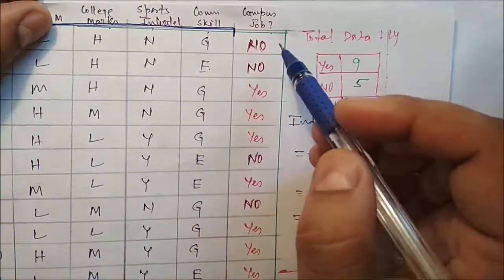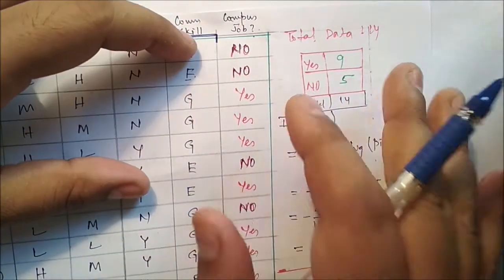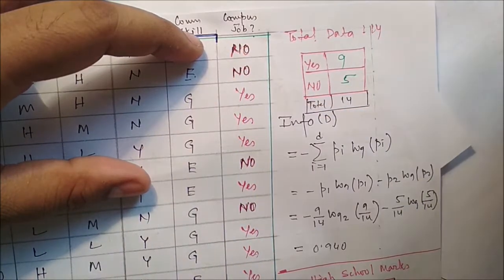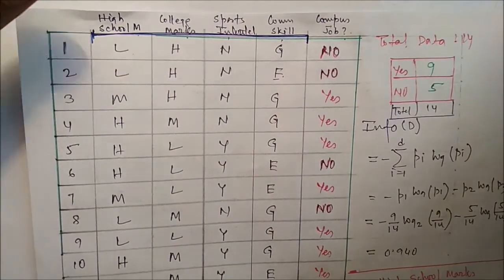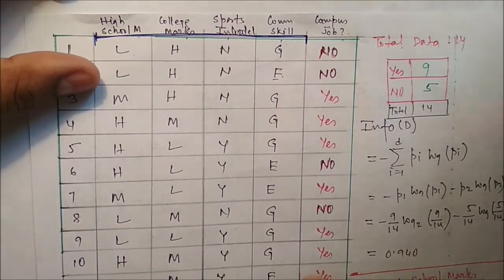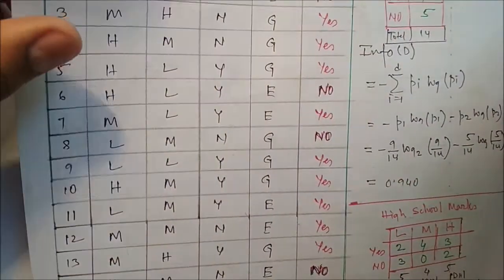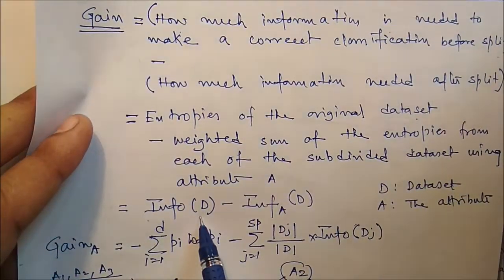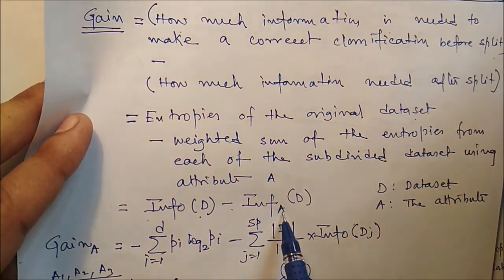ID3 is a classification technique, that means it is a supervised technique, that means the class levels are already there. So this is the class level. Using this table data, we have to construct a decision tree using the ID3 algorithm. So already you know that we have to calculate the gain. To calculate the gain, we have to identify Info(D), that is the entropy of the original data set, minus the attribute's entropy.